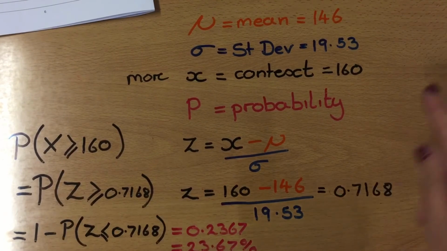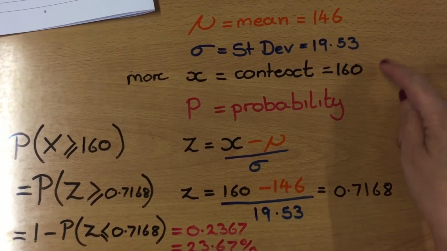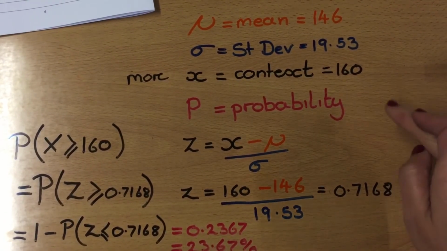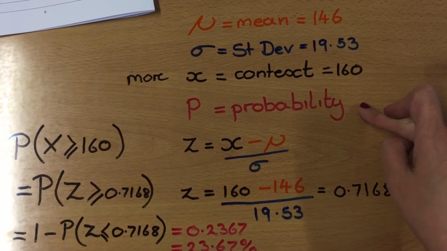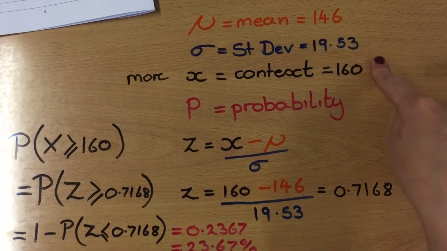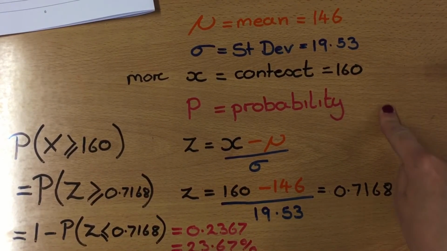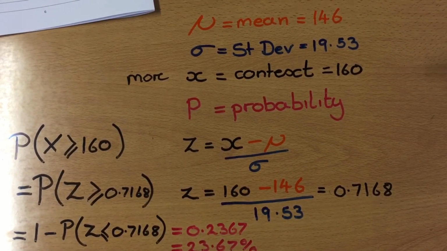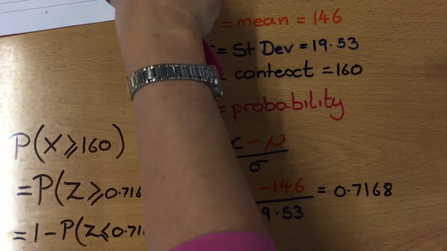So we still need the mean, standard deviation, thing in context. We were finding out the probability. So you will always have 3 out of the 4 of these values if you look for them. It's really important.